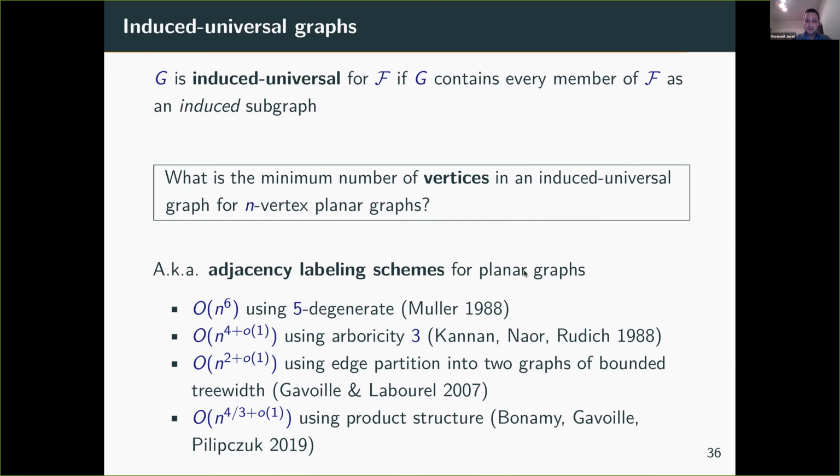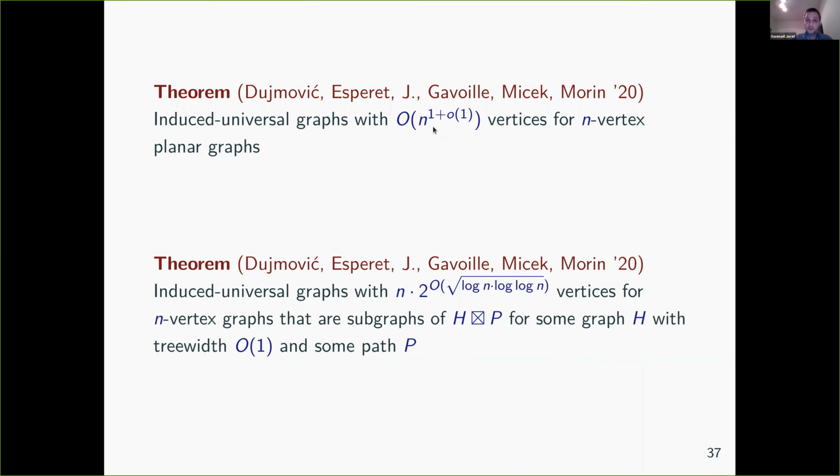And for planar graphs, this is a much studied problem. There have been improved bounds on the number of vertices up to last year, when Bonamy, Gavoille, and Pilipczuk proved an n to the 4/3 bound using the product structure, with a really nice proof. And using a different but related construction, we get a near linear bound on the number of vertices. It again uses the product structure and these bulk tree sequences, but there are differences between the two constructions, but let me not go into that.